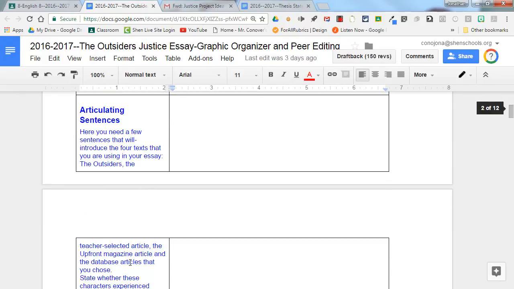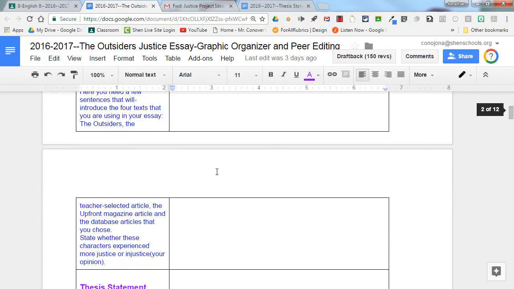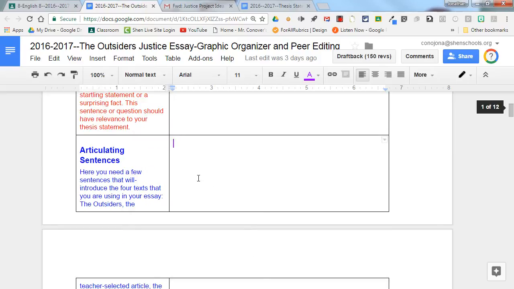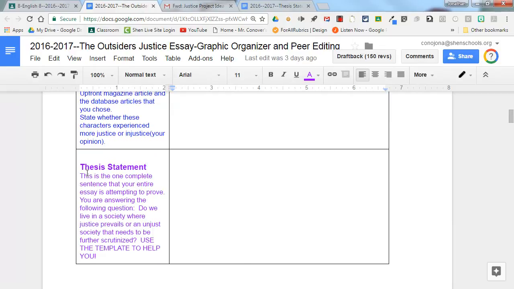Your articulating sentences about your sources, like the Outsiders, or your articles, explaining what they are and what you chose to talk about from the articles. It would be right here, just warming the reader up. And of course, your thesis statement, which we're going to work on today, Wednesday in class. It gives you specific directions.